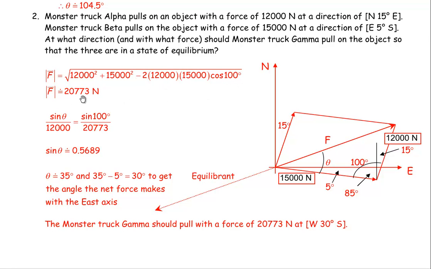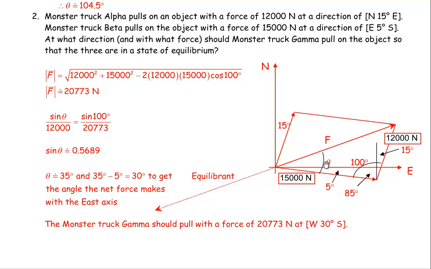You should get, after you take the root, 20,733 newtons. So the magnitude of monster truck gamma's vector would be the same, 20,773 newtons. But of course, we have to calculate the direction, because if that truck does not pull in the right direction, it's not going to be in a state of equilibrium. So in order to find a direction, I'm going to find the angle between the 15,000 side and the resultant of here. So this angle is my theta.